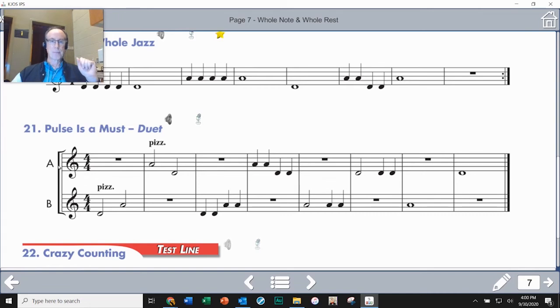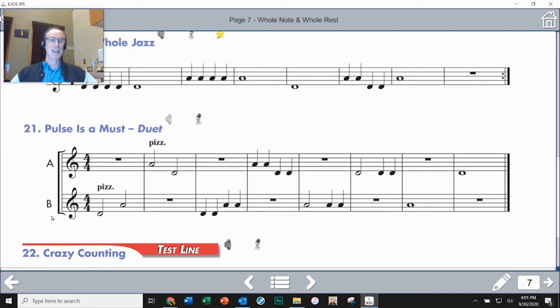Line A. Rest, 2, 3, and go. Rest, rest, rest, rest. A to A, D, 4. Rest, rest, rest, rest. A, D, D. Rest, rest, rest, rest. D to D, D. Rest, rest, rest, rest. D 2, 3, 4. That's a strange sounding song, isn't it?